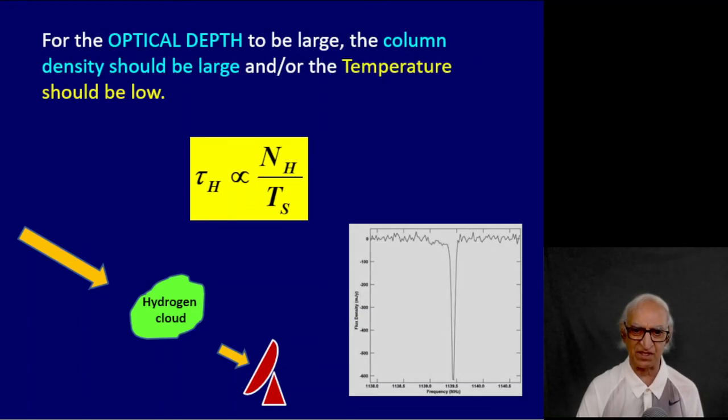So what I want you to appreciate is the following. For a gas hydrogen cloud to absorb radiation at 21 centimeter, two conditions must be satisfied. The column density must be very large. In other words, the number of absorbers must be very large, and the temperature must be rather low. If the temperature is very high, the optical depth will be small, and therefore the absorption feature will be very small. So I want you to know what I've written here, that for the optical depth to be large, the column density should be large, and or the temperature should be low. If both conditions are met, that's jolly good. You will get very good absorption.